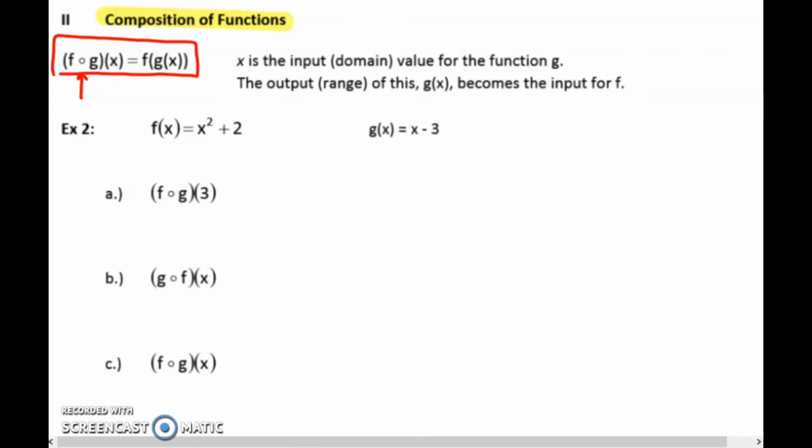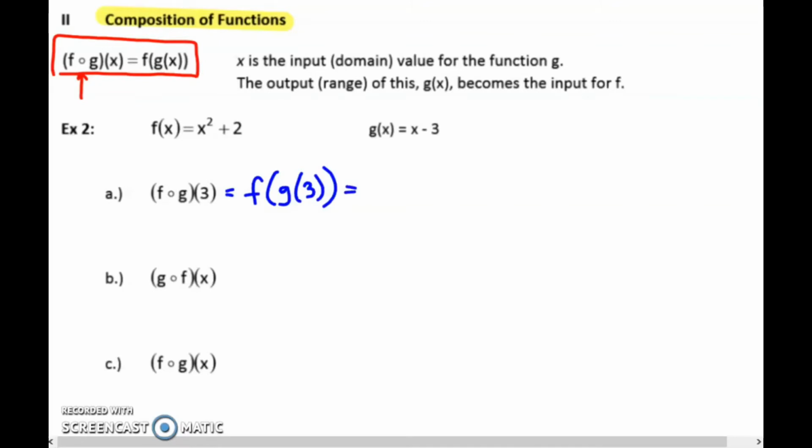In this case, we do not evaluate separately. Again, I'm going to have you rewrite this. So we've got our same two functions. f of x is x squared plus 2. g of x is x minus 3. And I want you to evaluate f of g of 3. So what that means is we're going to evaluate f of g of 3.